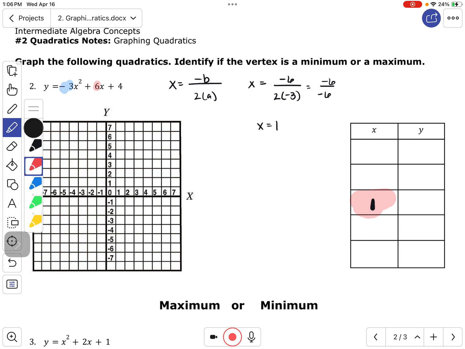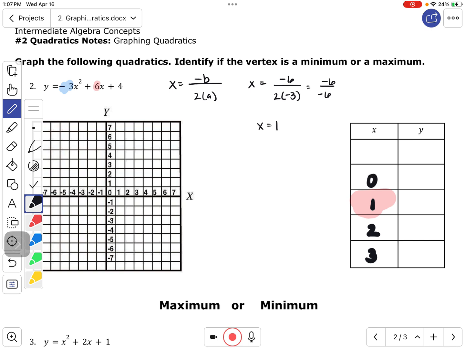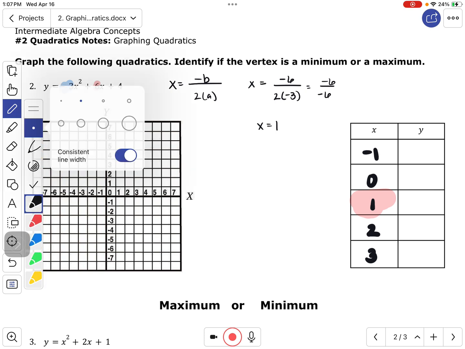Now that I have that, I'm going to do the 2 numbers above and the 2 numbers below 1. So if I count from 1, then I'm going to go a 2 and a 3. But if I come backwards, it's going to be a 0 and a negative 1. So I did my 2 numbers above and I did my 2 numbers below. The next thing you're going to do is try to find your y values.